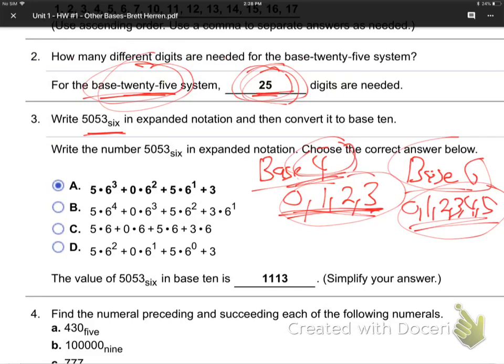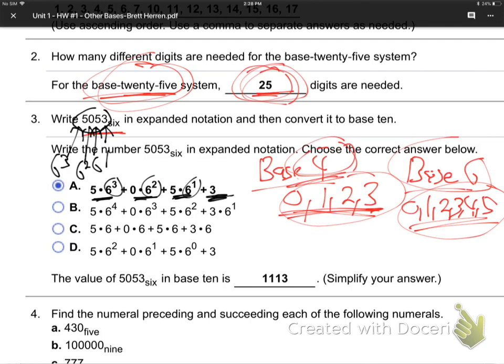Look back at the question. See how they said it's 5, 6 to the thirds, no, 6 to the seconds, 5, 6 to the first, and then just 3. That's the right answer there. It's multiple choice. Good? They're not even having to figure out what the number is. They're just making sure we understand the place values in expanded notation. They're just saying 5053, this is the 1's place, this is the 6's place, this is the 6 squared, and this is the 6 cubed. There it is, 6 cubed, 6 squared, 6 to the 1, and then just 3.